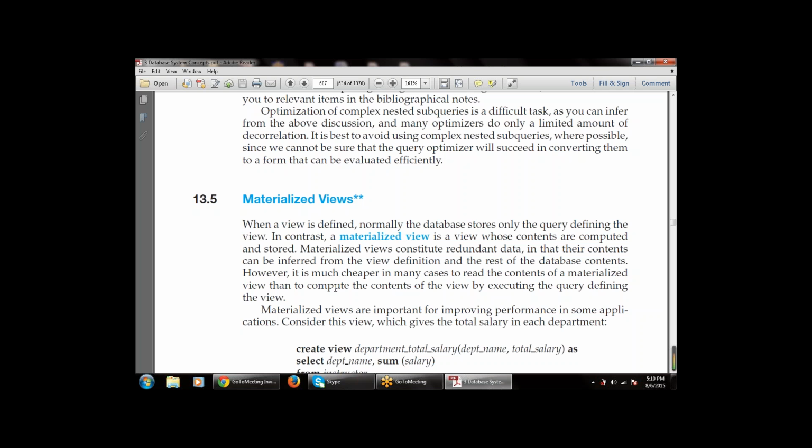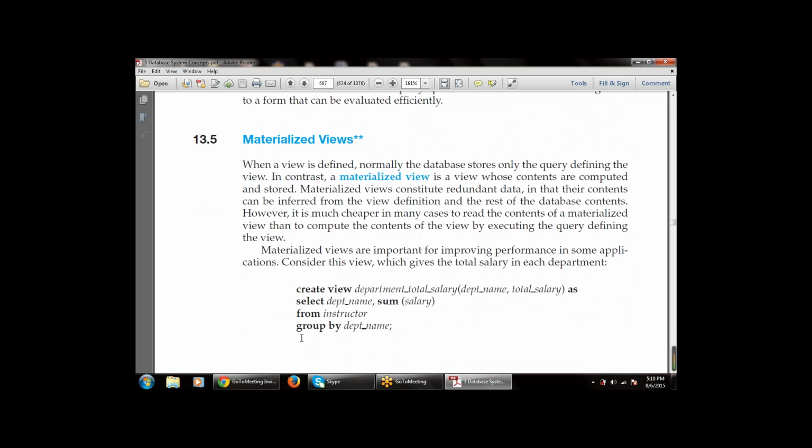Consider the view which gives the total salary in each department. This is how to create a view: create view department_total_salary with two attributes, the department name and the total salary, as, that is, creating this view by running the query select department name, sum salary from instructor, grouped by the department name.